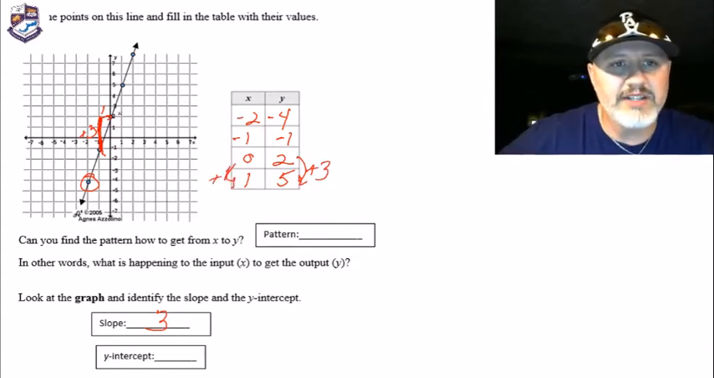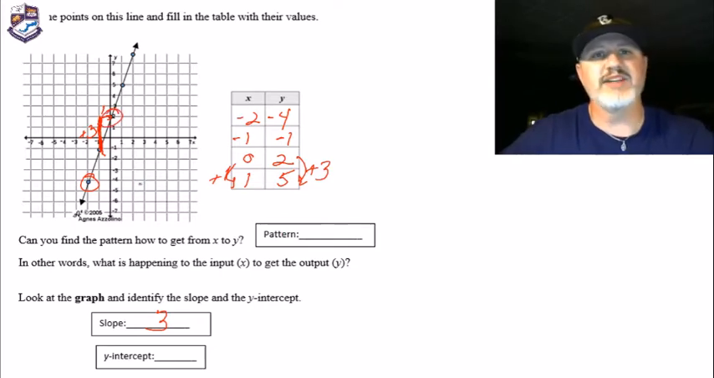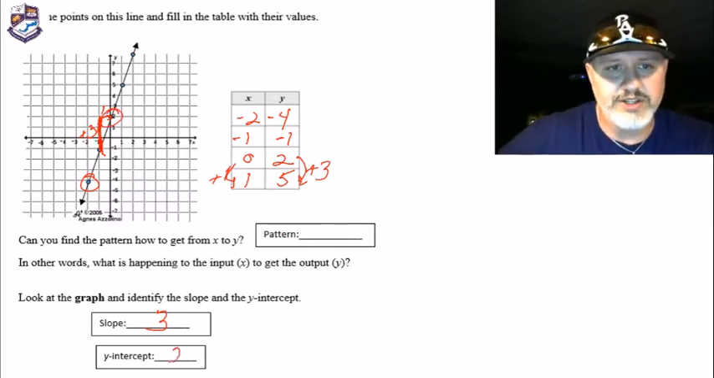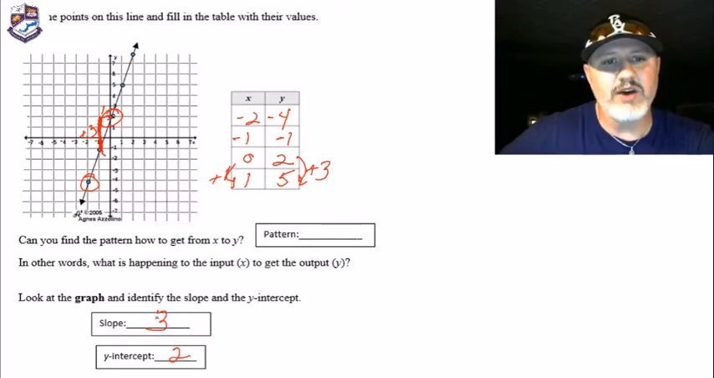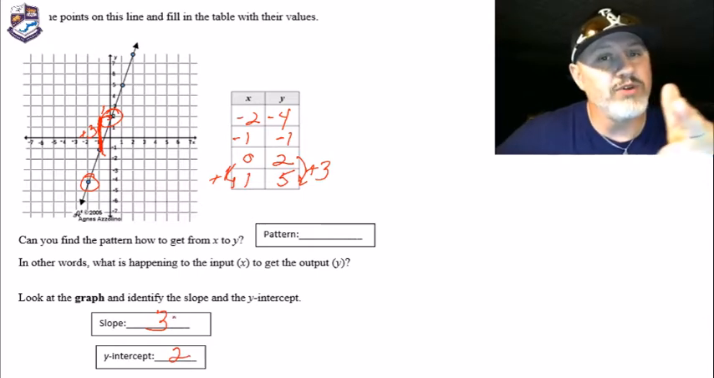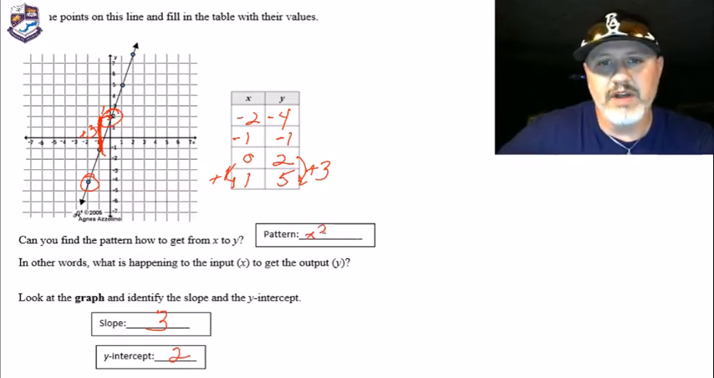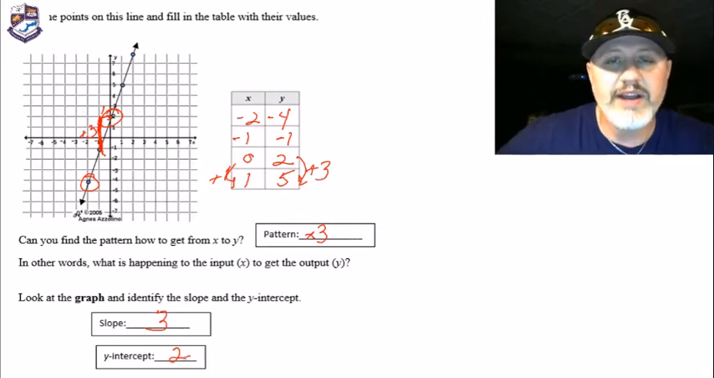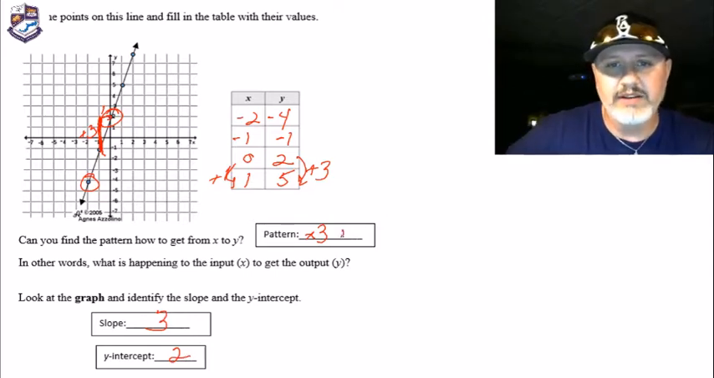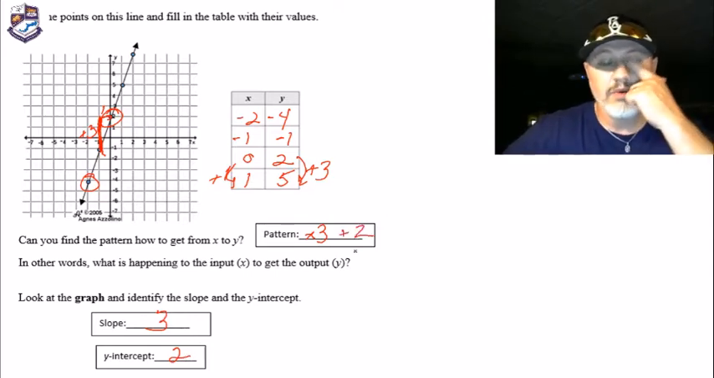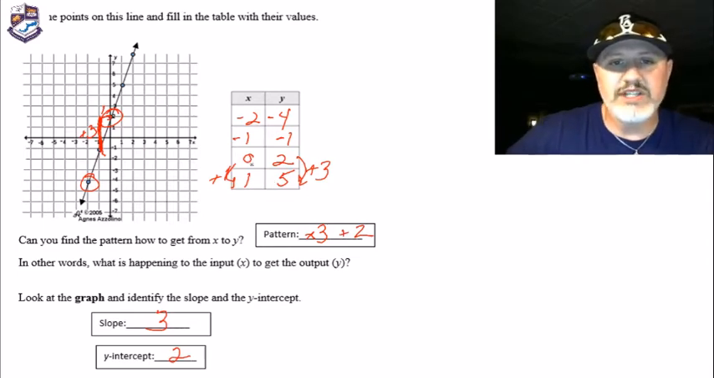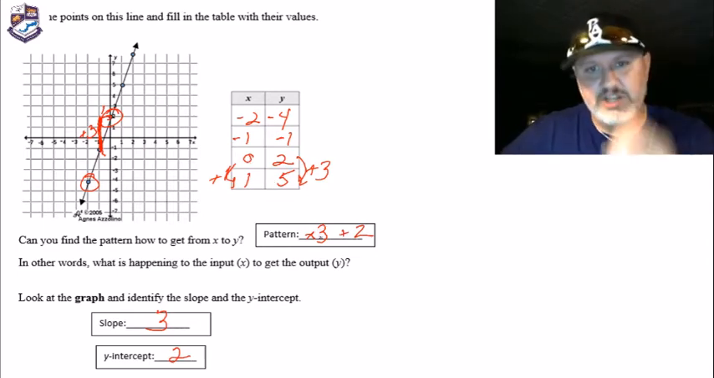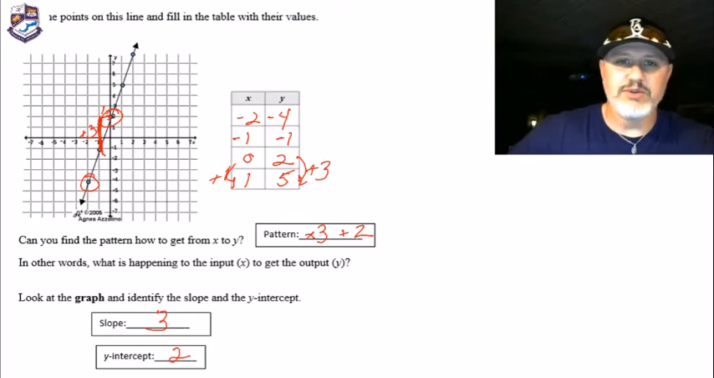And my y-intercept, I can just look right here. Where does it cross paths with y? It crosses right on 2. So check this out. The slope is the multiplier. I'm multiplying by 3. And the y-intercept is what I'm adding and subtracting. I'm adding 2. So let's try it. What's 0 times 3? 0. Plus 2 is 2. There it is.